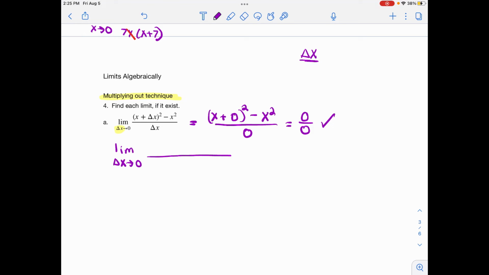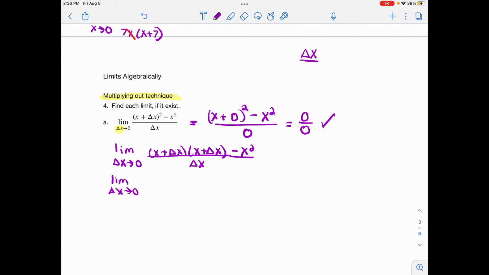Now the multiplying out technique says we're going to multiply these terms out. So here I have x plus delta x squared. Well, anything squared means it's that term times itself. So I'm going to rewrite that x plus delta x squared as this, and then I still have that minus x squared, and then in the denominator I still have delta x.